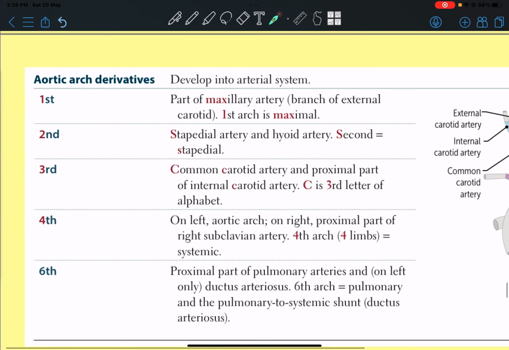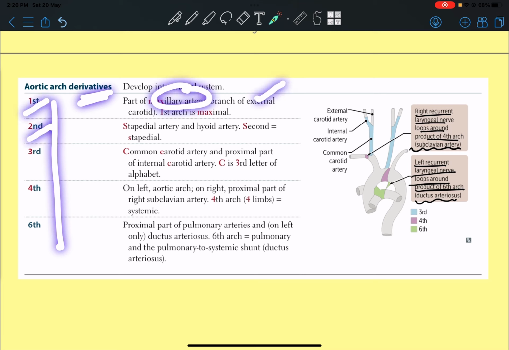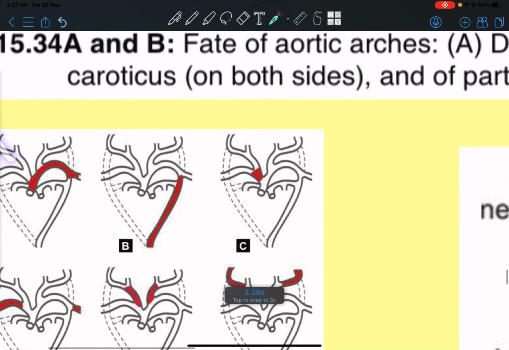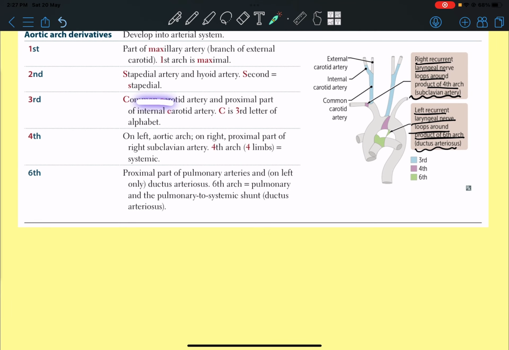Let's quickly discuss what's given in First Aid. So they're just given the derivatives of each aortic arch. So first aortic arch, we have the maxillary artery, discussed. Second, we have the stapedial and hyoid, discussed. Third, going back to this, let us remember, third arch artery on both the sides, it's giving what? Proximally it is giving the common carotid, later it is giving the internal carotid. So that's what it's given here, common carotid and the proximal part of internal carotid. The whole internal carotid is not given by this, okay, only the proximal part.